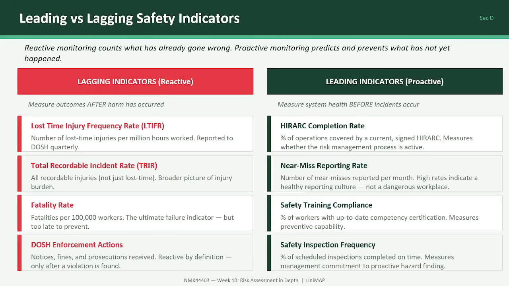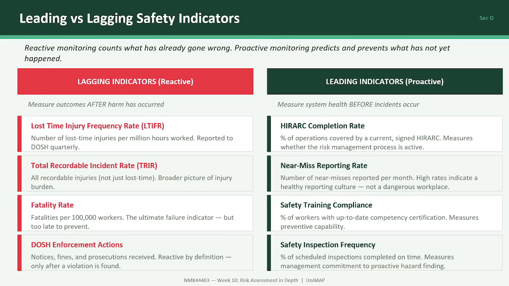The fatality rate is the ultimate lagging indicator. Zero deaths tells you nothing about whether your safety system is working. It may simply mean you have been fortunate. A fatality tells you your system has catastrophically failed, but it tells you after the fact. DOSH enforcement actions are also lagging. They occur after a violation has been found, which typically happens after an incident.